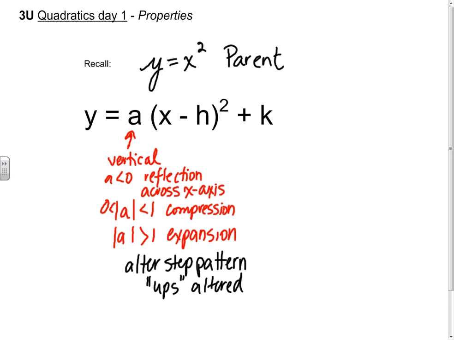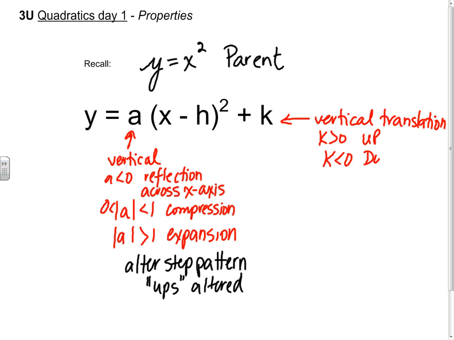Okay. The k is also a vertical change. It's a vertical translation. If k is greater than 0, we're adding a number on. It is a vertical translation up. If we're subtracting or we're adding a negative number, your vertical translation is down.